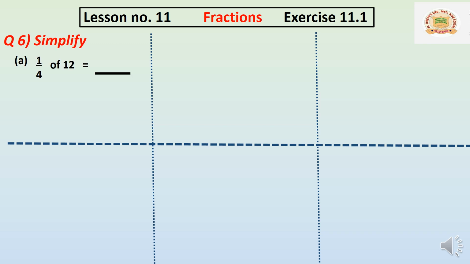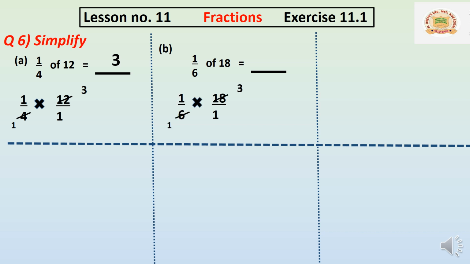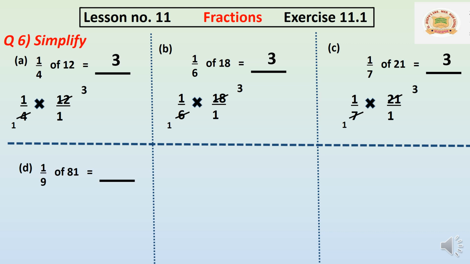1/4 of 12. That is 4 ones are 4, 4 threes are 12. So the answer is 3. The meaning of this question is, in the 12 we have to make 4 equal parts. That is nothing but 3 each will get. 1/6 of 18. 6 ones are 6, 6 threes are 18. 3 is the answer. 1/7 of 21. 7 ones are 7, 7 threes are 21. 3 is the answer again.